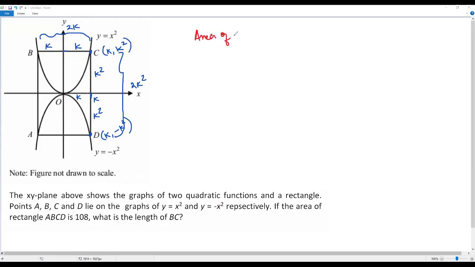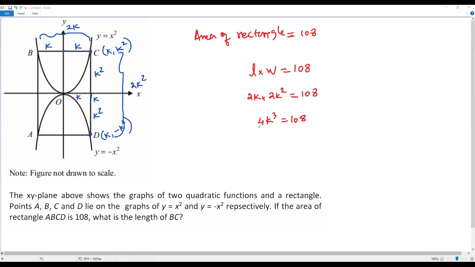We have the area of the rectangle. What is the area of the rectangle? Let me write it over here. The area of the rectangle is given in the question itself, that is 108. The formula for the area of the rectangle is length times width equals 108. We know that the length is BC, that is 2k, so for L, we plug in 2k, and the width is given by this vertical line segment CD, that is 2k squared. We plug in 2k squared for W, equals 108. 2 times 2 is 4, k times k squared is k to the third power, equals 108.